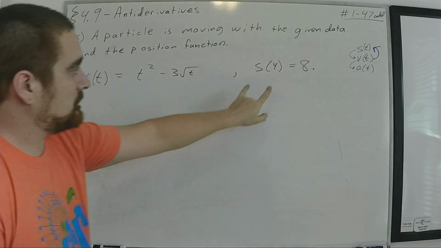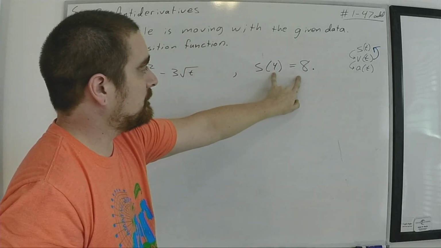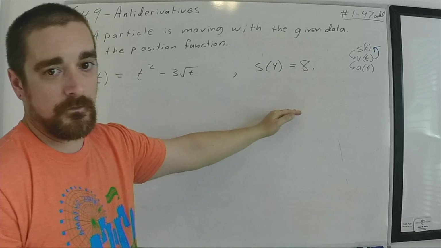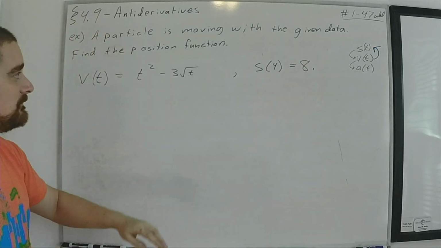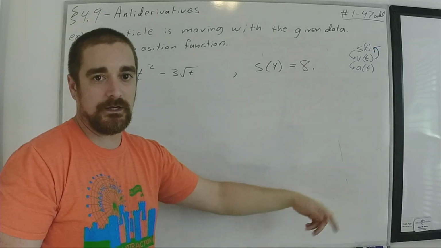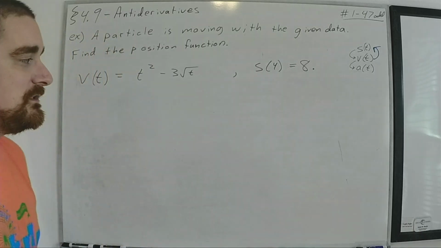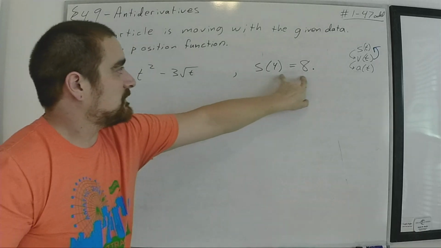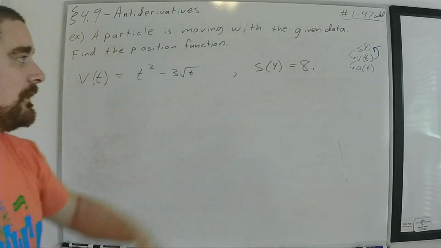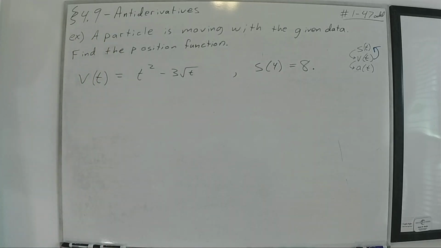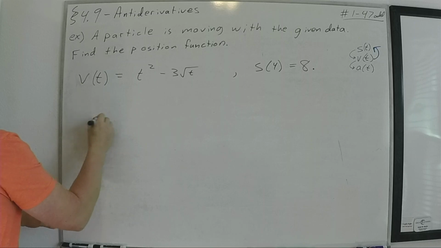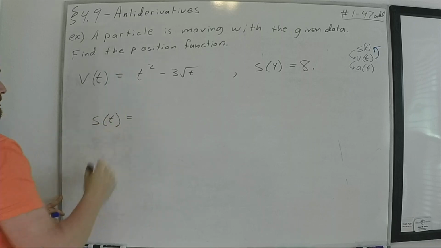And then they give us some information about the position function so that we may recover the exact antiderivative, not just some class of antiderivative that has this general plus c that we can't figure out. They give us that extra piece of information to figure out what that plus c is. So we'll take this function and we will recover the position function.